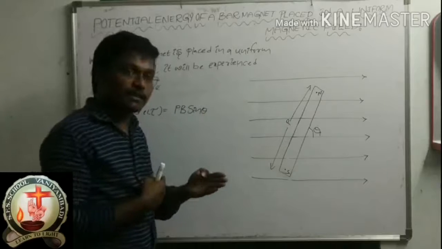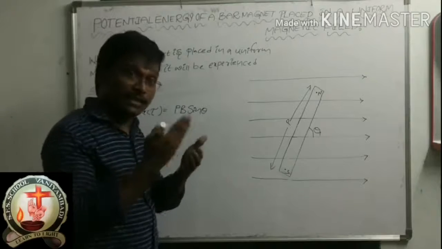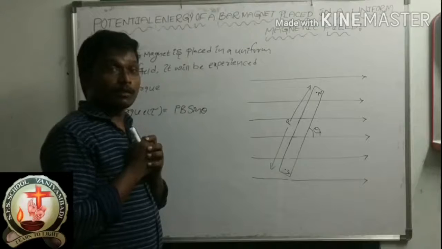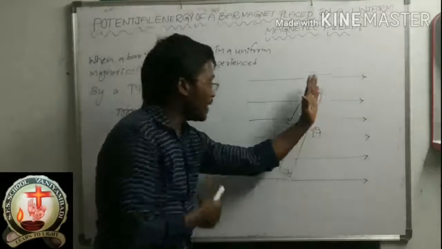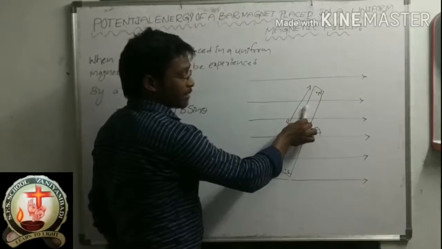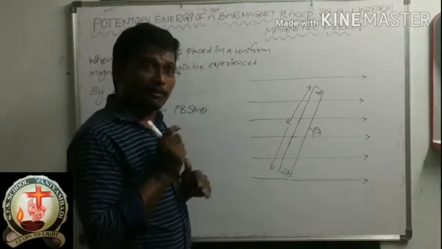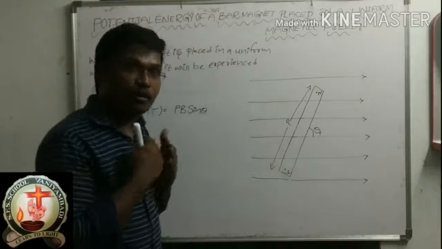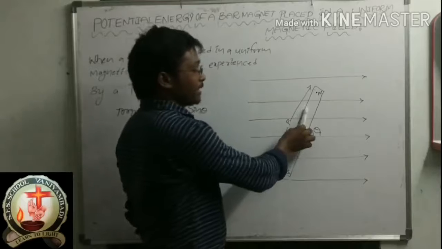Okay. Now this magnet experiences the torque. After experiencing the torque, what will happen? This magnet will rotate. This is the actual position of the magnet. It will rotate like this. Whenever the magnet is placed in the uniform magnetic field, that magnet will experience a torque. Whenever that magnet experiences the torque, this magnet will rotate like this.